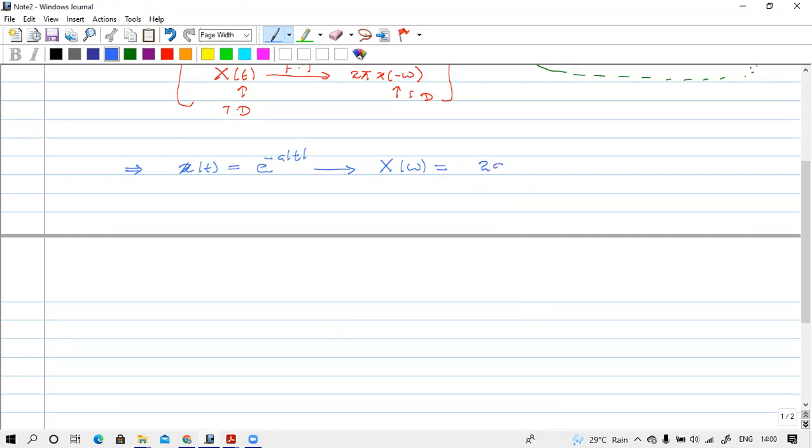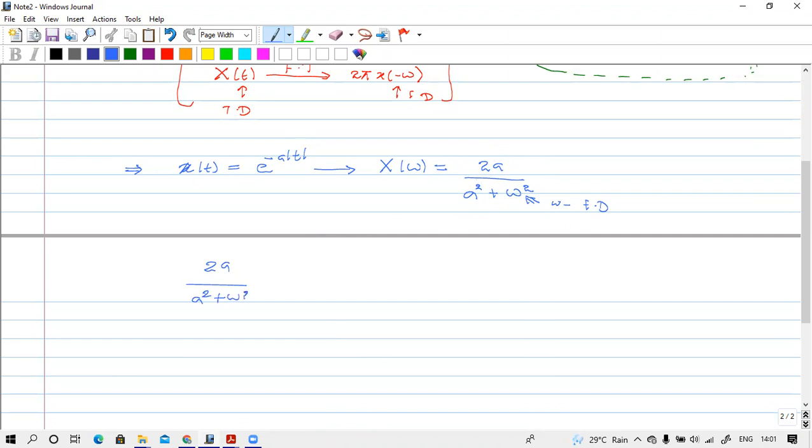I think you should remember this: 2a over a square plus omega square. So this is the kind of signal we get. You can see that here we have omega as our independent variable. That means it is a frequency domain signal.